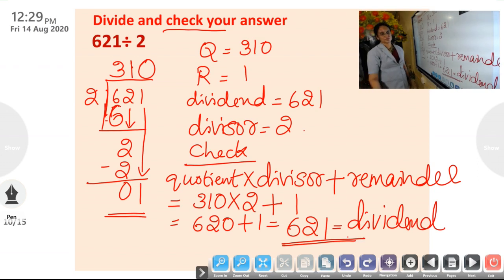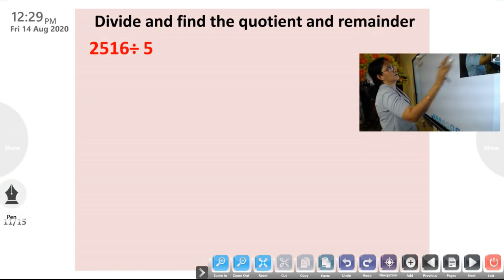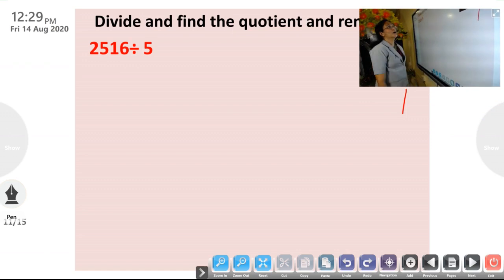Okay. Now next question. Divide and find the quotient and remainder. Your question is only to find the quotient and remainder. It is not asked to check division. So you only need to do division, find the quotient and remainder. Okay. So what is the given number? 2516 divided by 5.